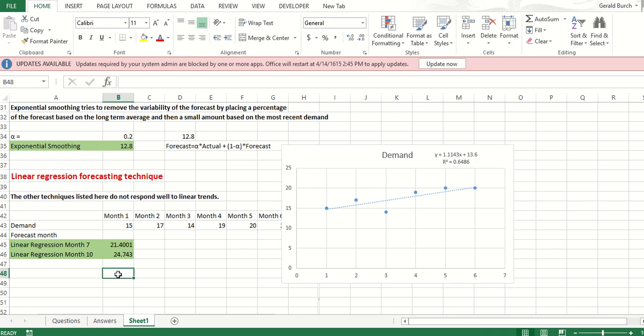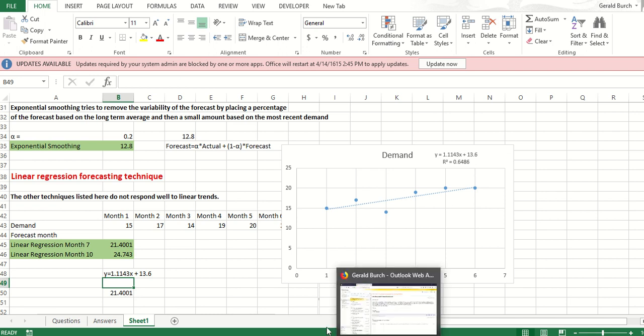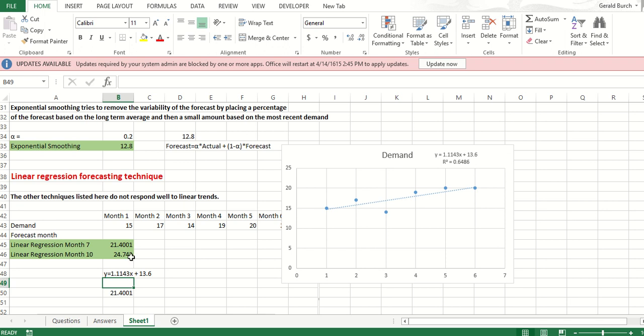Okay, so now our equation is y equals 1.1143 times x plus b, which is our intercept. How do we use that? Well, right now we're trying to forecast what's going to happen in month 7. Now x is the month. So if I type in equals 1.1143 times, looking once again for month 7, times 7, and then we add to it our b value, which is 13.6. Our answer, and I probably should have written it in there so that it makes sense, is that our forecast for month 7 is 21.40, because we used the linear equation with 7 in place of the x.